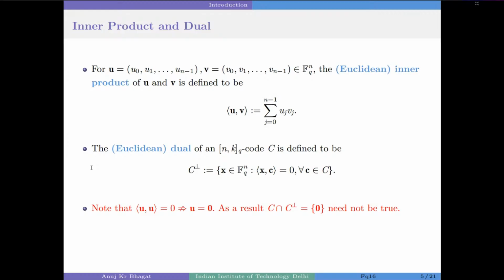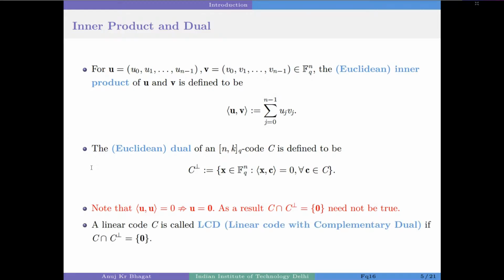So this motivates the definition of an LCD code. A linear code C is called LCD, or linear code with complementary dual, if C intersection C perp is just trivial.